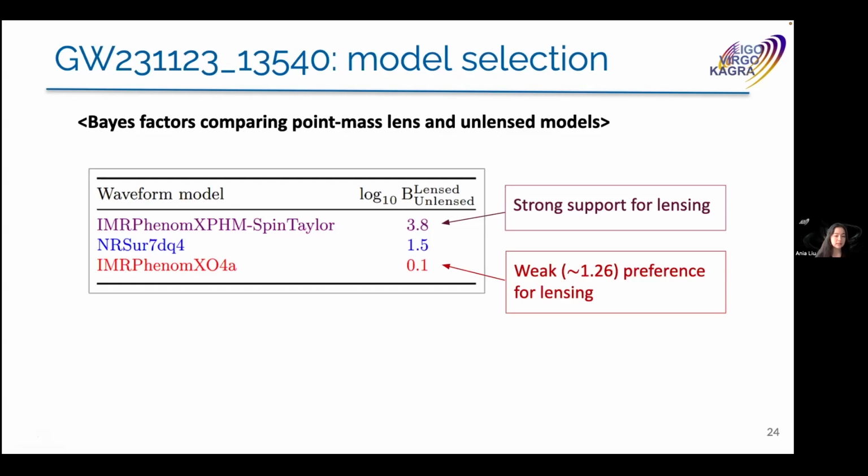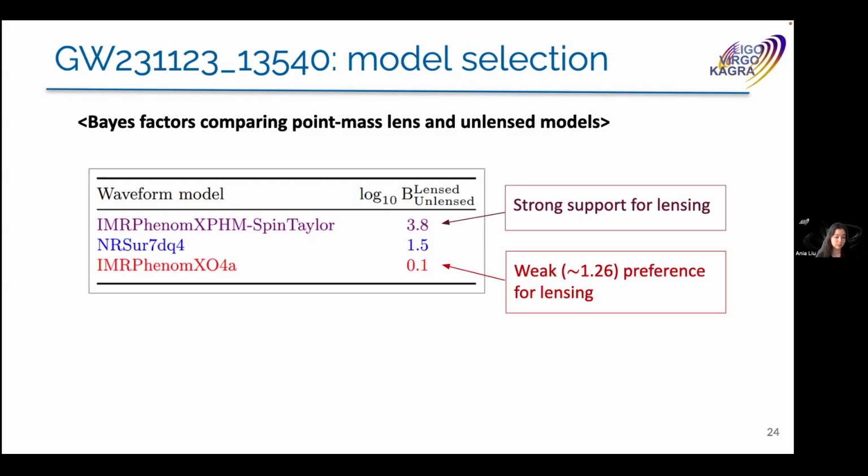What you can see is that the first waveform model shows very strong support for lensing with a Bayes factor of around 10 to the power 3.8. For the second model, the support decreases. There's still support for lensing, but weaker. And for the third model, we find very mild preference for lensing. This trend mirrors what we saw earlier in the mass posteriors, where the waveform models disagreed. That likely reflects the extreme parameter space of this event, where waveform models are less well calibrated and therefore less reliable.